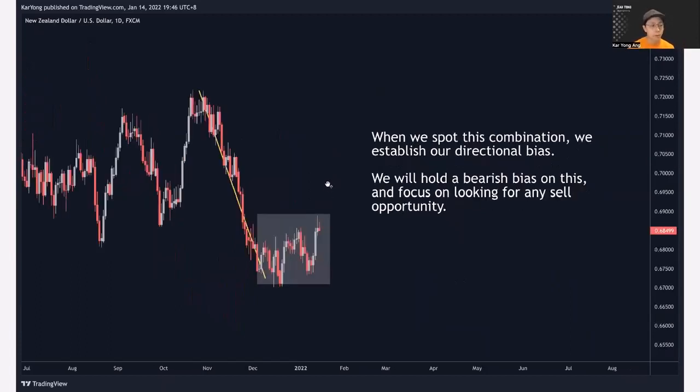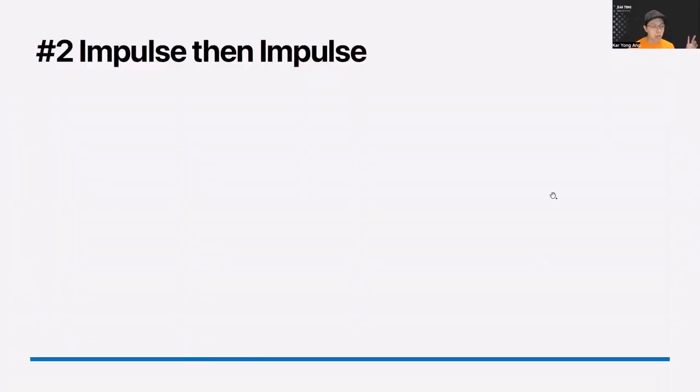Okay, now if you flip it, it's the same, right? Impulse down, correction, you will expect and you will want to focus on downside. Okay, so quite straightforward, right? I mean, once you understand this from the foundation, building it up, from the basic understanding of impulse correction, you start to build this up. It's not complex, right? It's quite straightforward. Okay, now that's the first category.